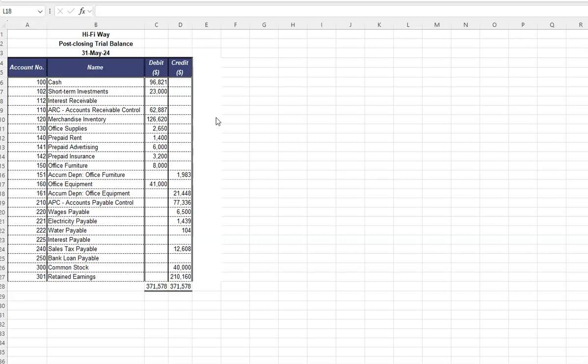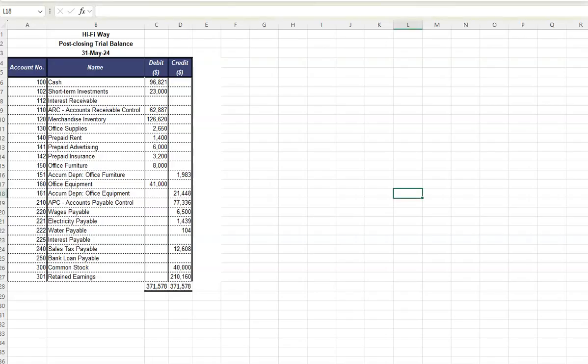I hope to give you a little overview of what the Perdisco practice set would be like. In the very first couple of pages you get when you go to the website, you get the information from May. You get the post-closing trial balance with the balances there. You can see that it does balance.